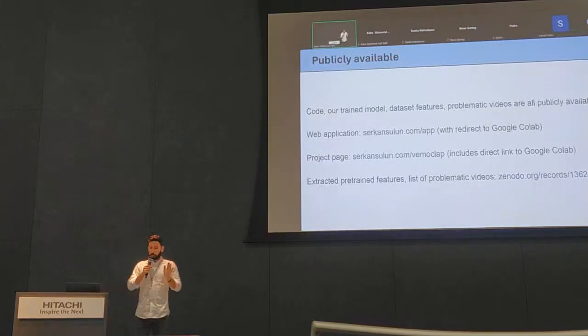So everything is available online. This application you can reach through this link. It has a redirect to Google Colab, so if you go to the link below it, this is the project page, you can find a direct link to Colab as well. And the extracted pre-trained features for the entire dataset and the list of problematic videos are on Zenodo.